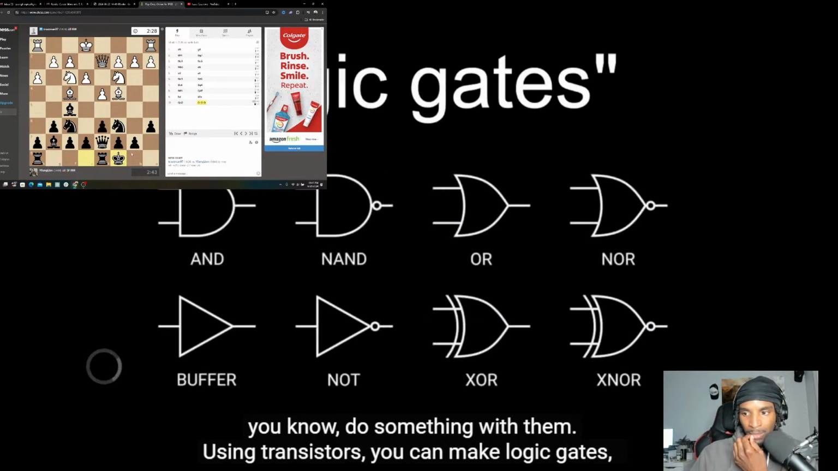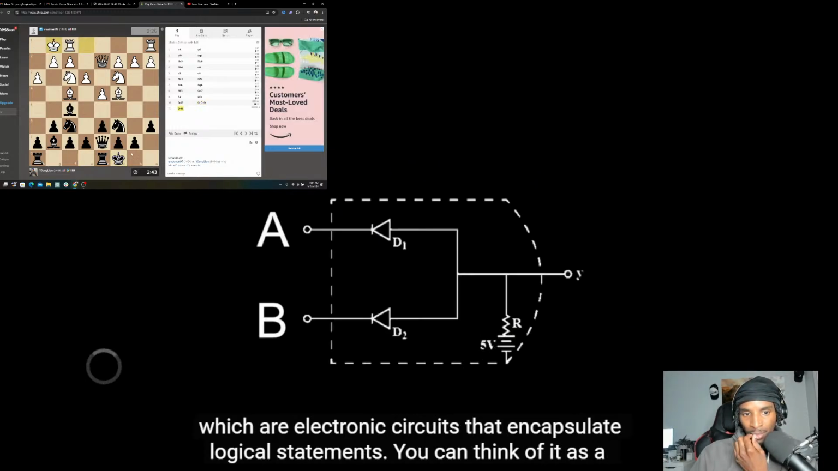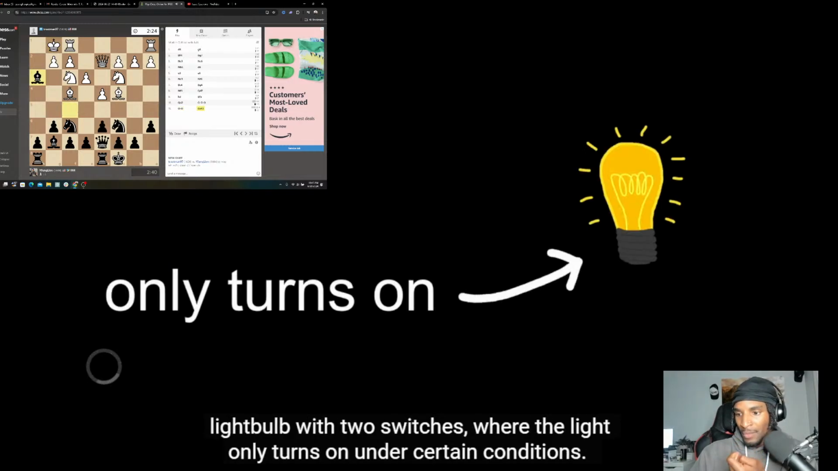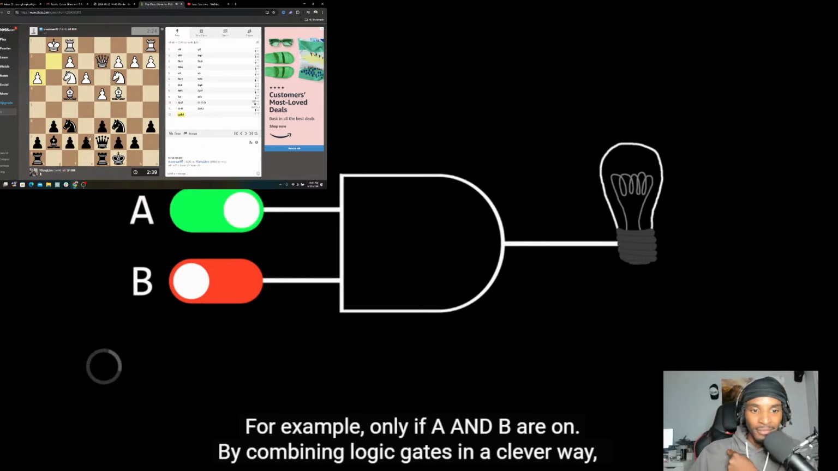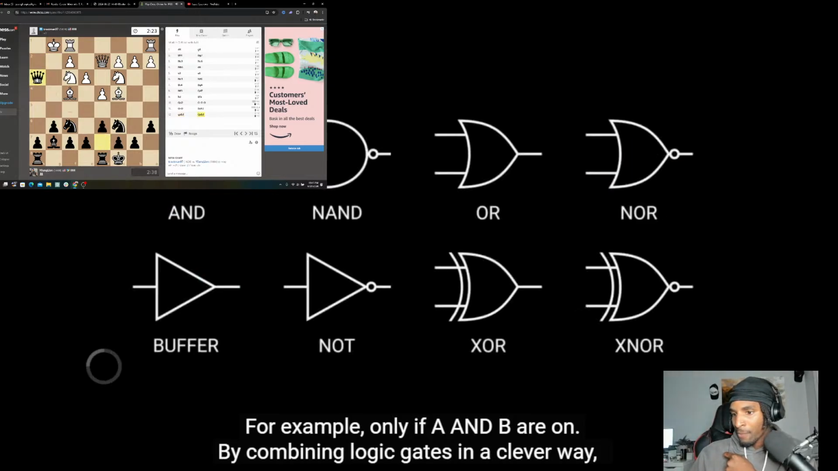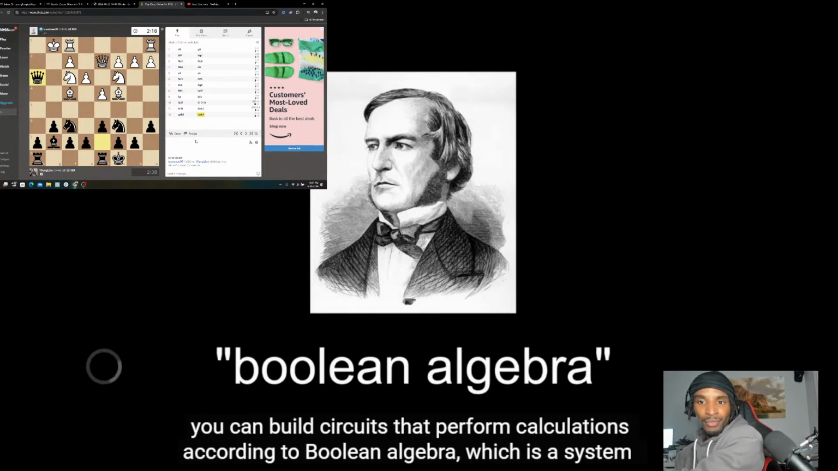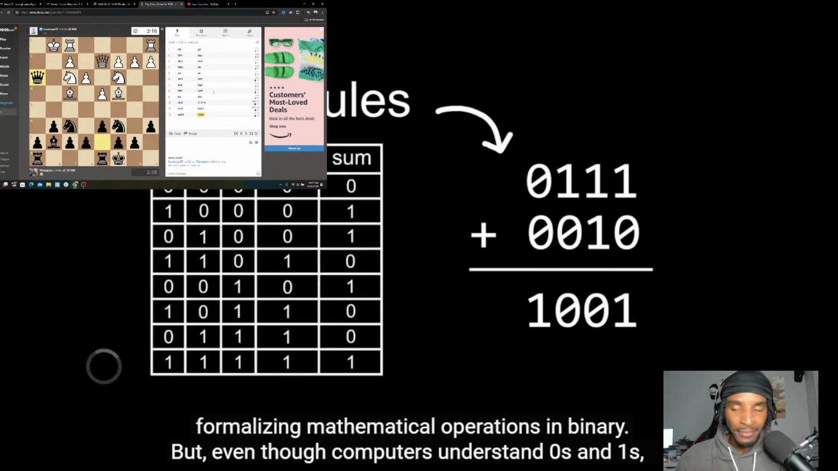Using transistors, you can make logic gates, which are electronic circuits that encapsulate logical statements. You can think of it as a light bulb with 2 switches, where the light only turns on under certain conditions, like when A and B are on. By combining logic gates in a clever way, you can build circuits that perform calculations according to Boolean algebra, which is a system formalizing mathematical operations in binary.